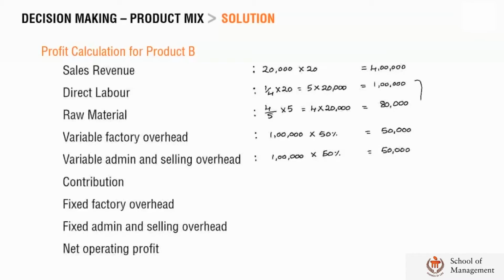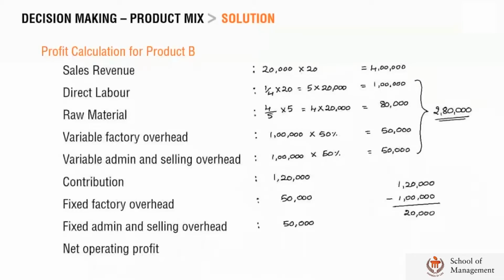Now, we have all the information for calculating the contribution of product B, which comes to 80,000 of materials, 1 lakh of direct labor, 50,000 of variable factory overheads, and 50,000 of variable selling and administration, which we can reduce from 4 lakh rupees, which is the sale value, to arrive at the contribution, which is 1,20,000 rupees. 2,80,000 is the total variable cost and 1,20,000 is the contribution, from which we reduce fixed factory overhead, which is 50,000, and fixed selling and administration, which is 50,000, adding up to 1 lakh, and therefore we have a net profit of 20,000 rupees from product B.